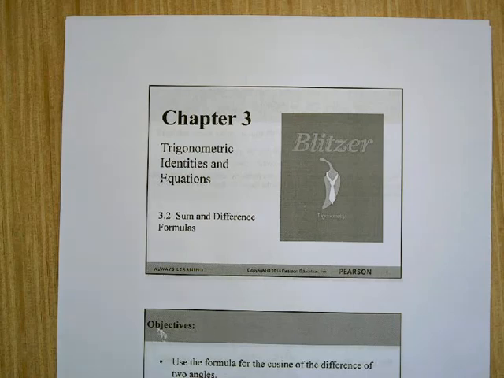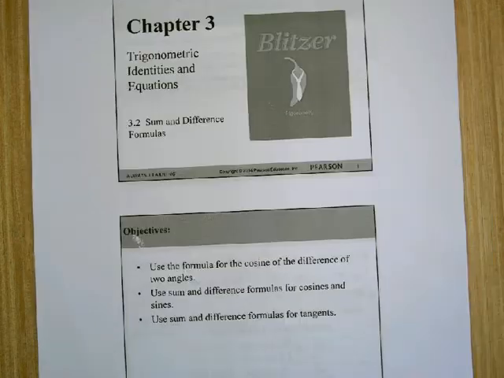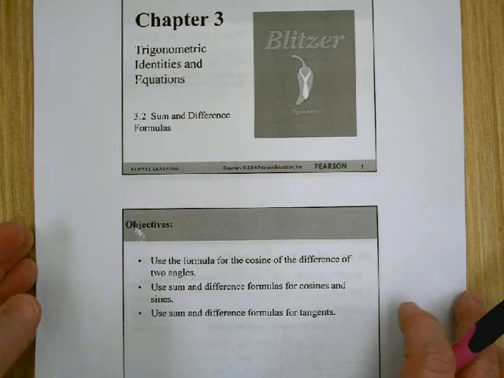We're going to go over lesson 3.2, Trig identities and equations. We're going to use the formula for the cosine of the difference of two angles, use the sum and difference formula for cosine and sine, and use the sum formula for tangents.